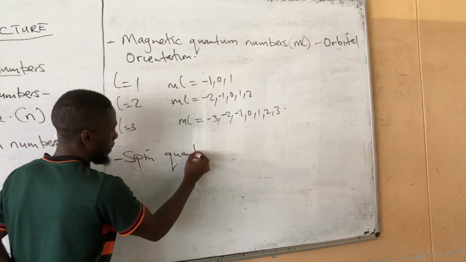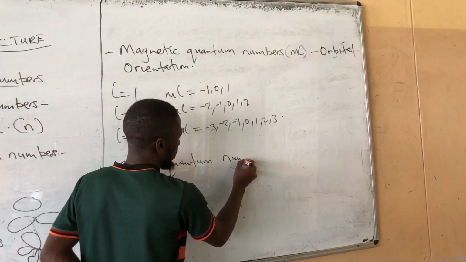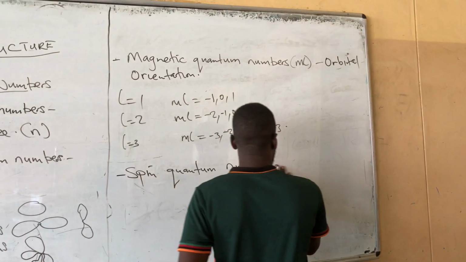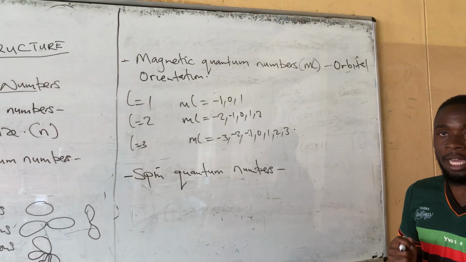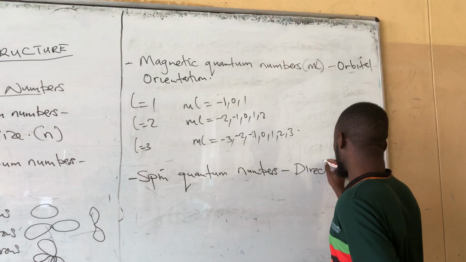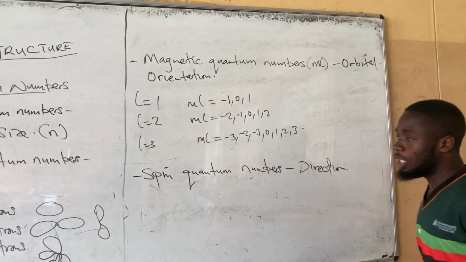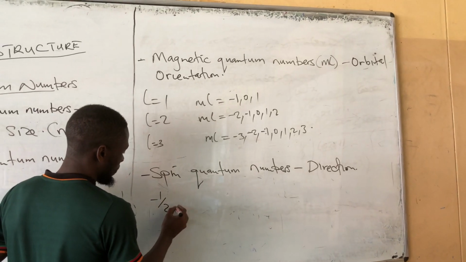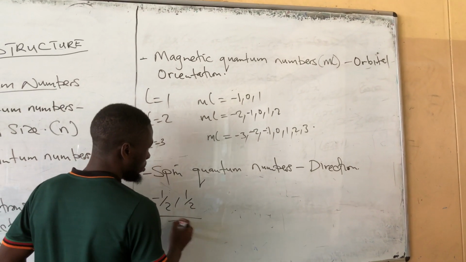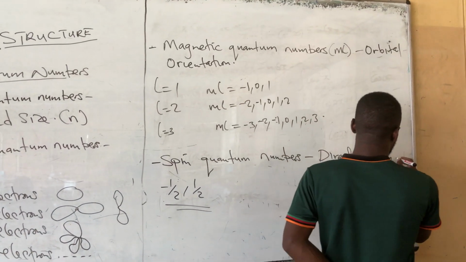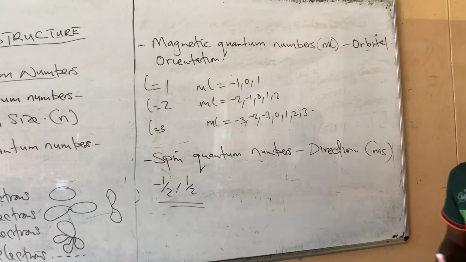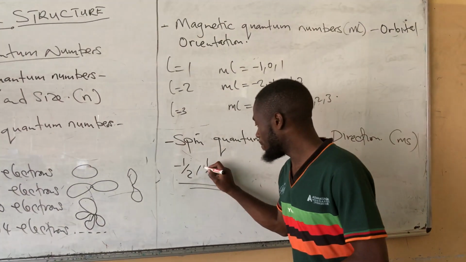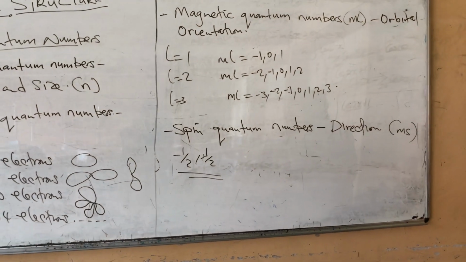Spin quantum numbers. These spin quantum numbers have direction, and they range between negative half and positive half. They are represented by MS, which is the magnetic spin number. So these are magnetic spin numbers, and they range between negative half and positive half.